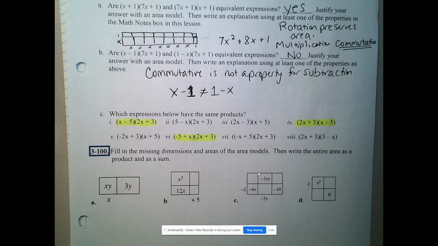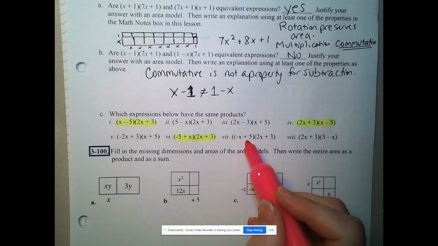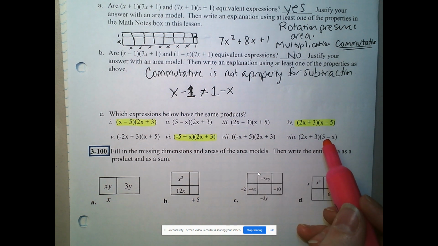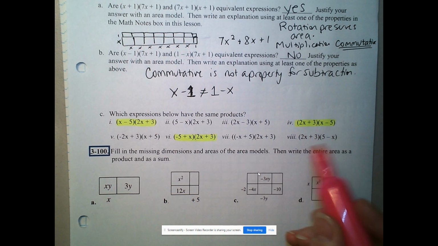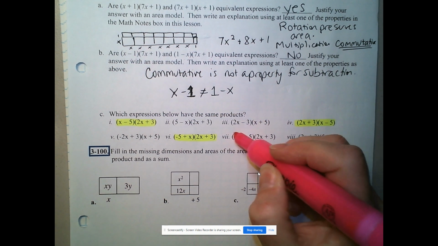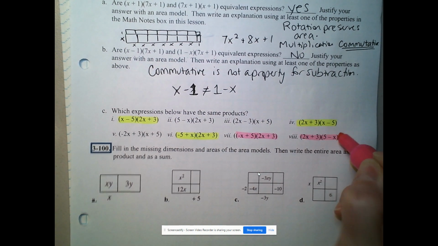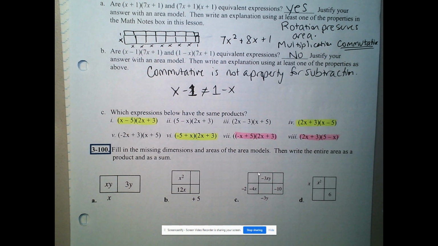There is one other pair. There is another pair that has that same funky property to it. This one has 5 minus x, and this one has negative x plus 5. They both have an x with a negative in front of it, just this one is a subtraction negative, and they both have a 2x plus 3. So this one and this one will also have the same product.